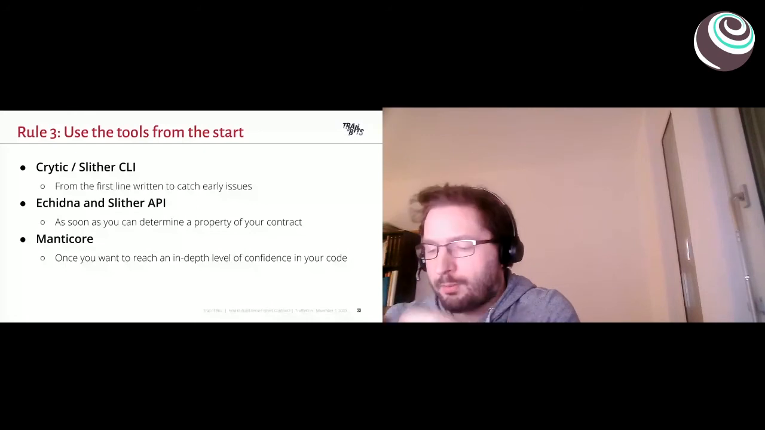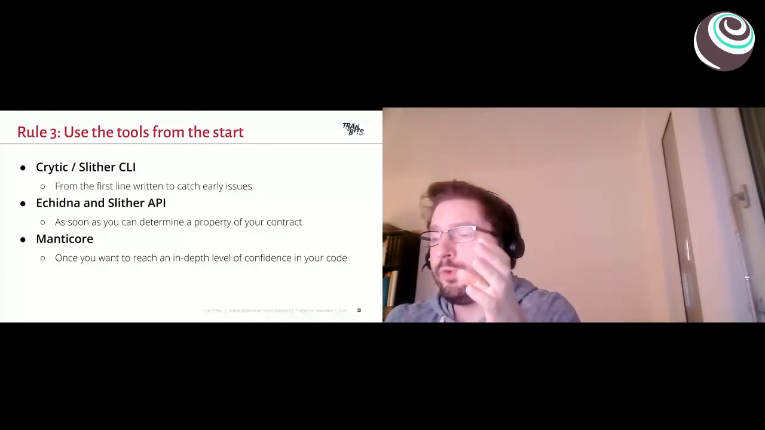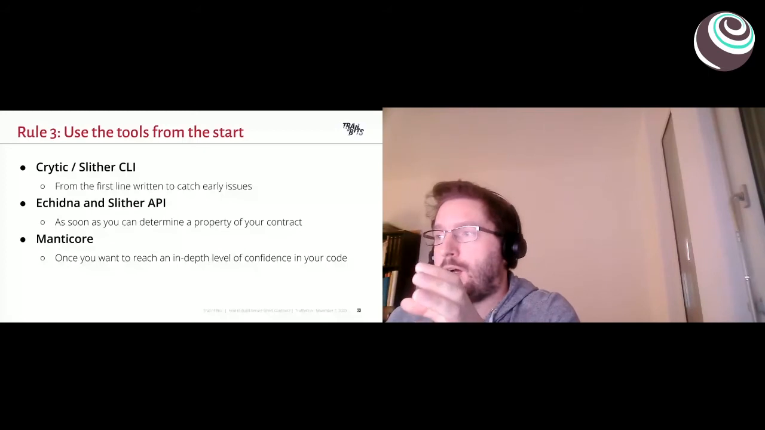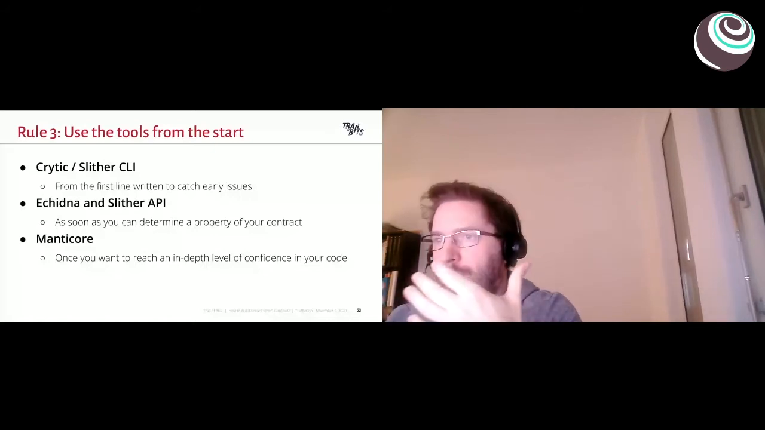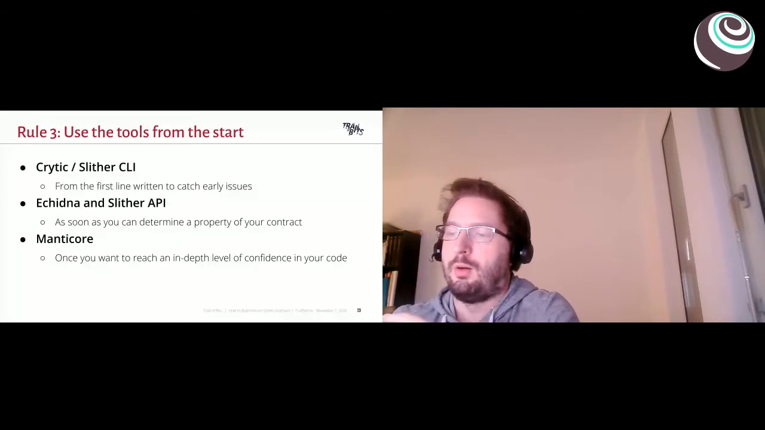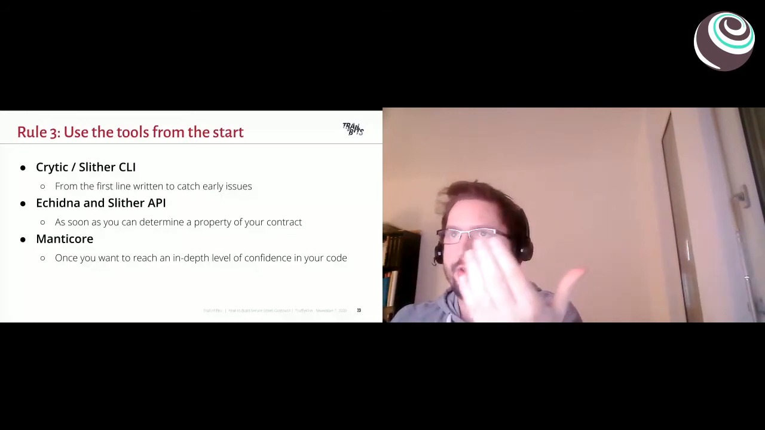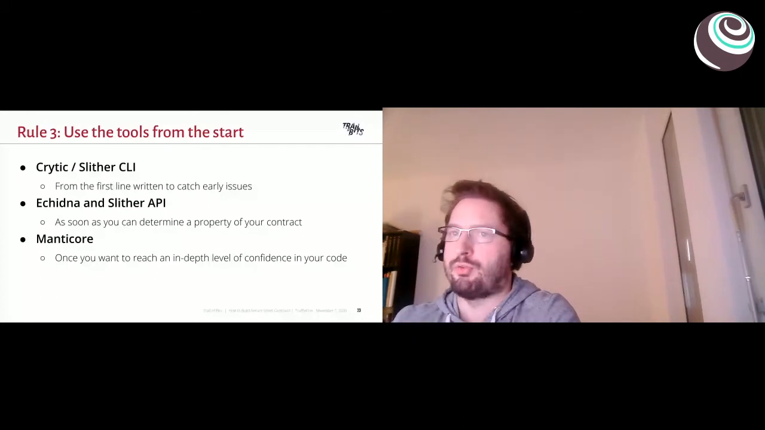Once you have some property or some invariant in your code that you can determine, you should start using Echidna to write properties, or Slither, depending on what you are going to try to test. Then once you have some critical piece of code for which you want a high level of confidence, you can use Manticore. Because Manticore is more difficult and takes more time to run, it should only be used as a focused tool to test and verify some specific piece of code. So start with Slither. Once you have some property, write the property with Echidna. Once you have identified some critical piece of code you want to verify, use Manticore.